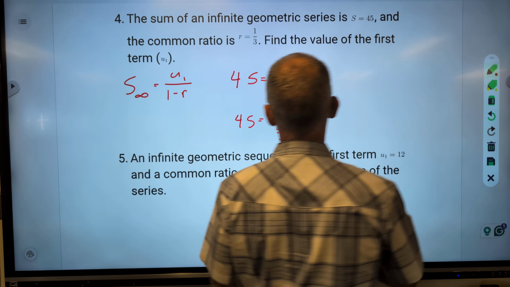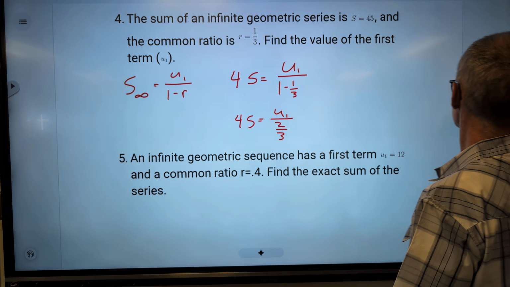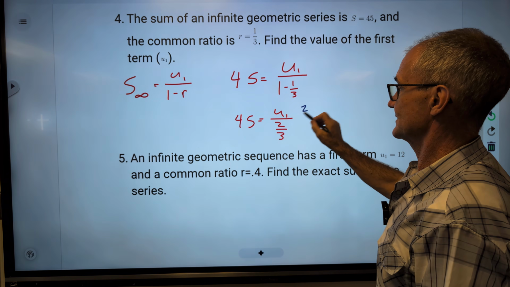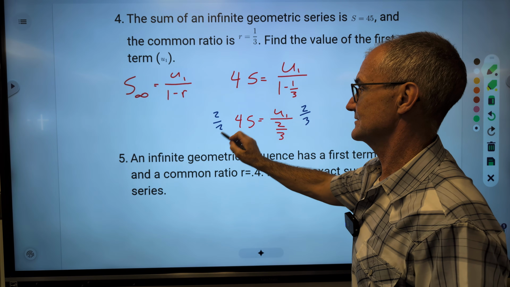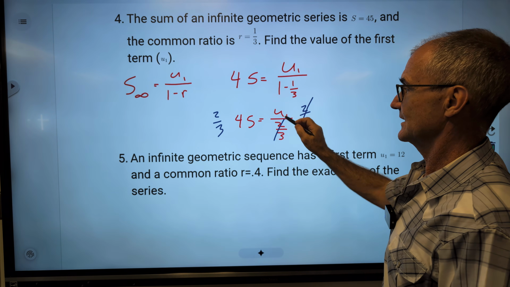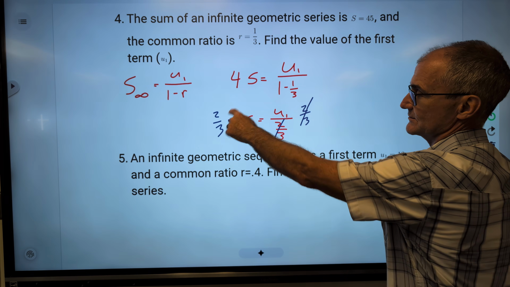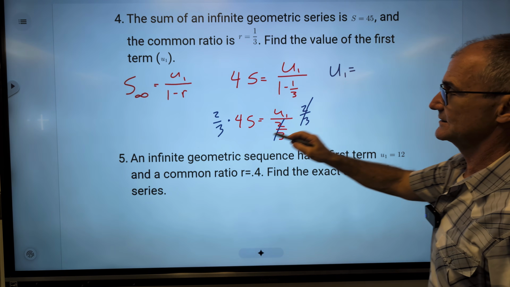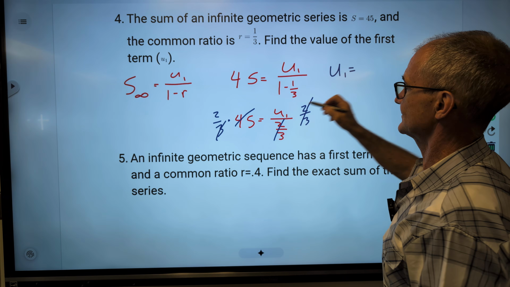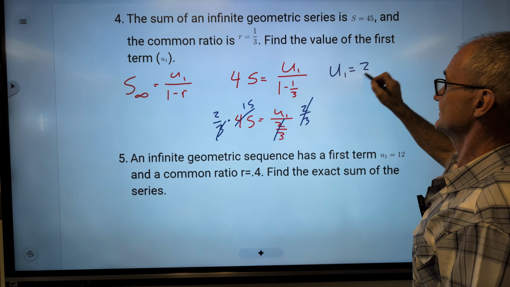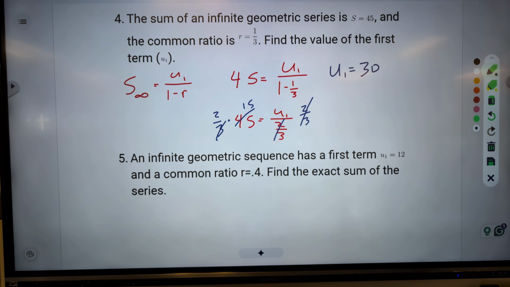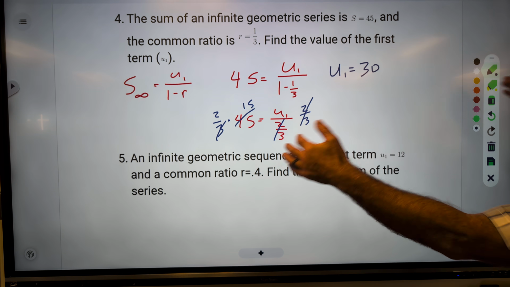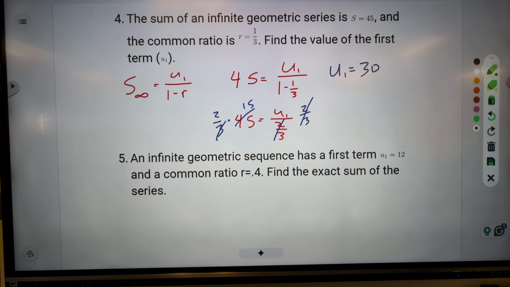I'm going to multiply both sides by 2/3. So I multiply this by 2/3 and this by 2/3. These cancel, and U sub 1 is equal to 2/3 times 45. So U sub 1, 3 goes into 45 15 times, so U sub 1 is 30. My first term is 30. If I multiply that by 1/3, my next term is 10. My next term is 3. As I add up that infinite series, it's going to add up to 45.